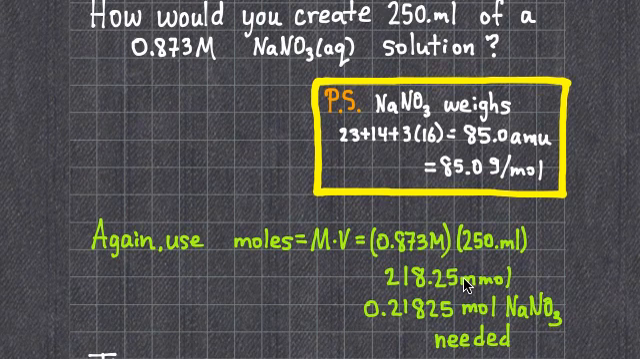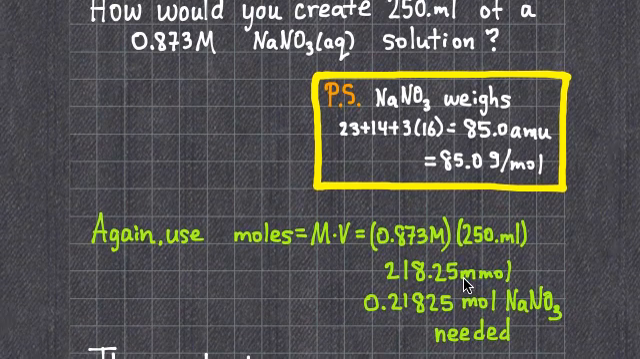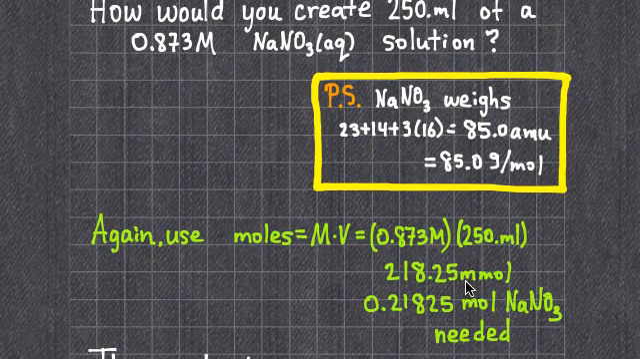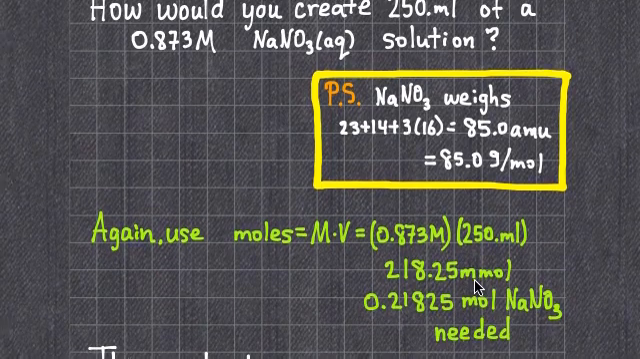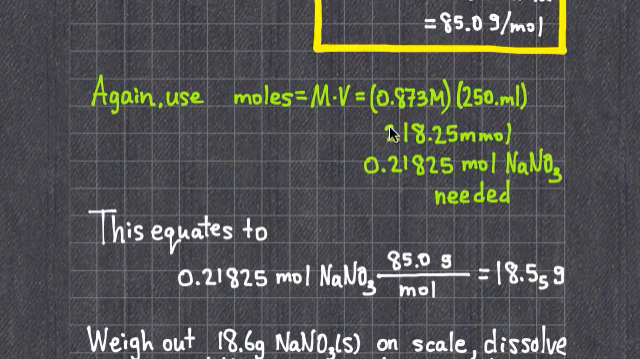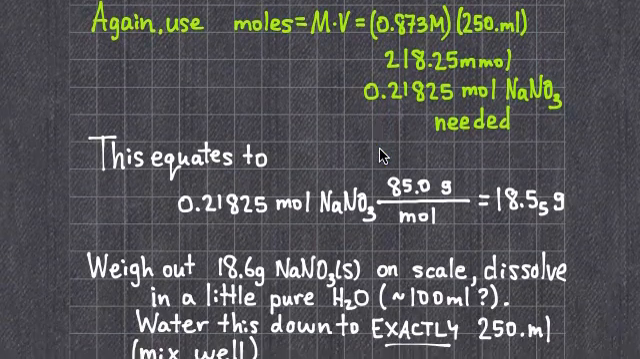Here I got millimoles, but I thought to myself, if I want to know how to do this in the lab, I might not want millimoles because my scale doesn't read milligrams, which is what I would get if I didn't get rid of the millis. So I took the 218.25 millimoles and moved the decimal 3 places left to get the regular moles.